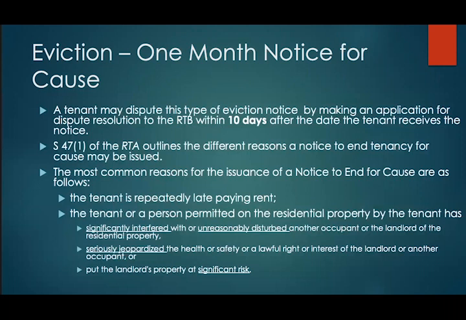Tenant or person permitted on the residential property has significantly interfered with or unreasonably disturbed another occupant or landlord of the residential property. I've underlined significantly interfered and unreasonably disturbed. I think those are key qualifying words. It has to be significant interference. It can't just be interference, and it has to be unreasonably disturbed, not just disturbed. And I feel like the RTB has repeatedly failed to pay attention to those qualifying words.